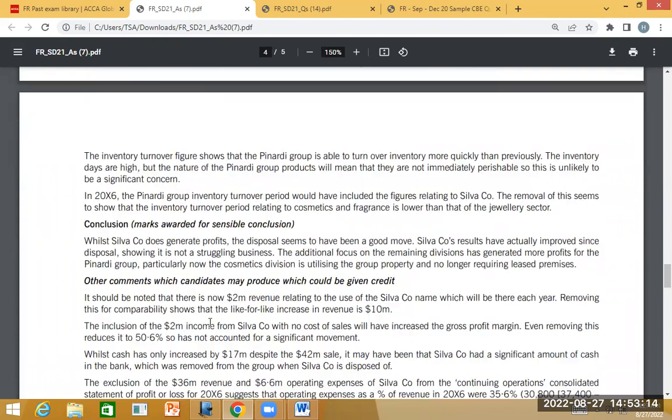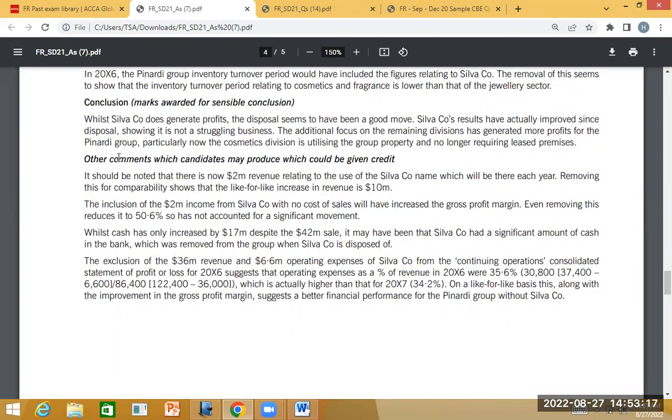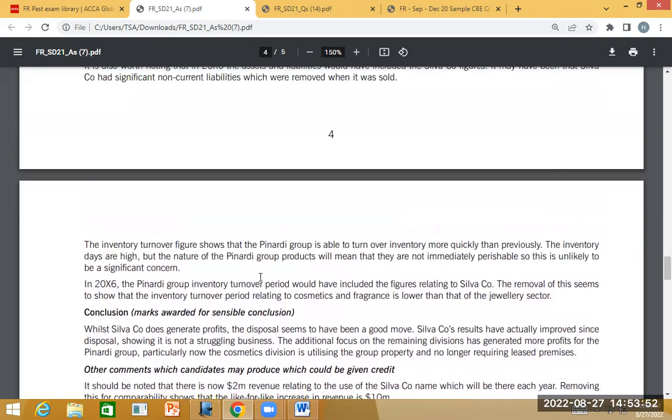Okay, the examiner has accepted that from the scenario there are some other comments that the students can make and they will get the marks. Other comments which the candidates will produce could be given the marks. So in this case, there will be a discussion about the 2 million fees that we were talking about. And there are some points which the examiner has not yet covered in their answer. So if you add these points, you will get the marks.